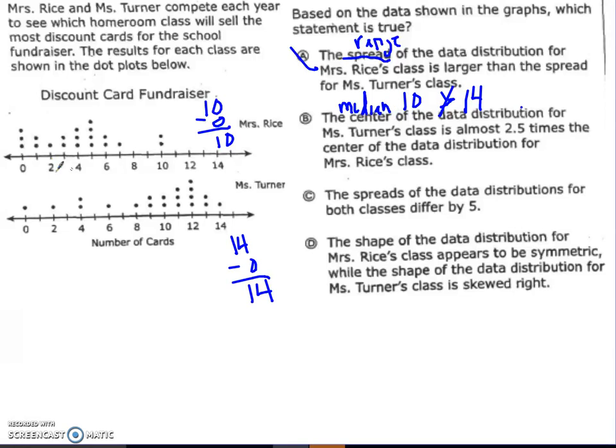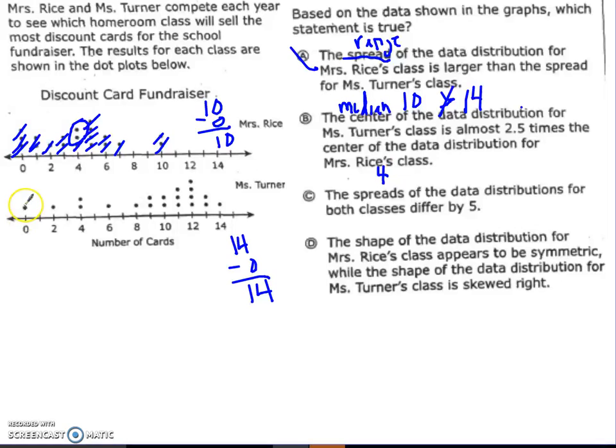To find the median, you have to cross off till you get to the middle. So 1, 2, 3, 4, 5, 6, 7, 8, 9. So the center is 4 for Miss Turner. I'm sorry, for Miss Rice.